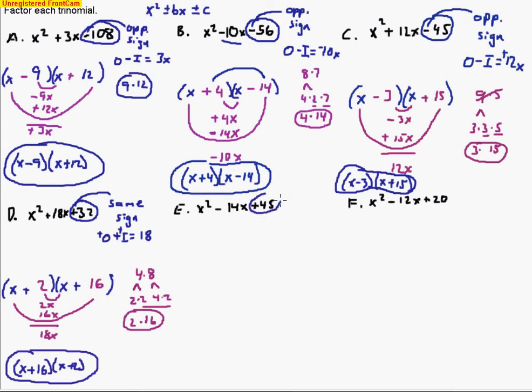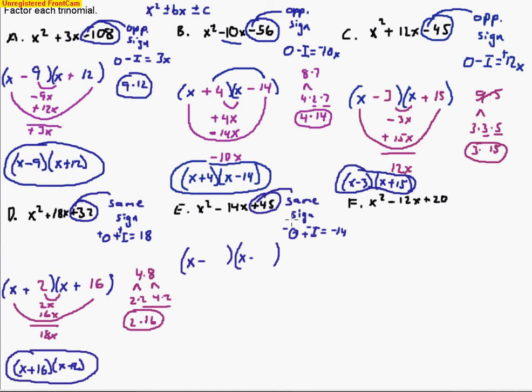Another positive c term. So that means that we have the same sign. And what makes it the same? It's that plus sign right there. So let's go ahead and draw our two sets of parentheses. Starting off with our x and x make x squared. We already know that the outside terms and inside terms are adding together, but this time they're making a negative number. If they make a negative, that means both signs must be negative.